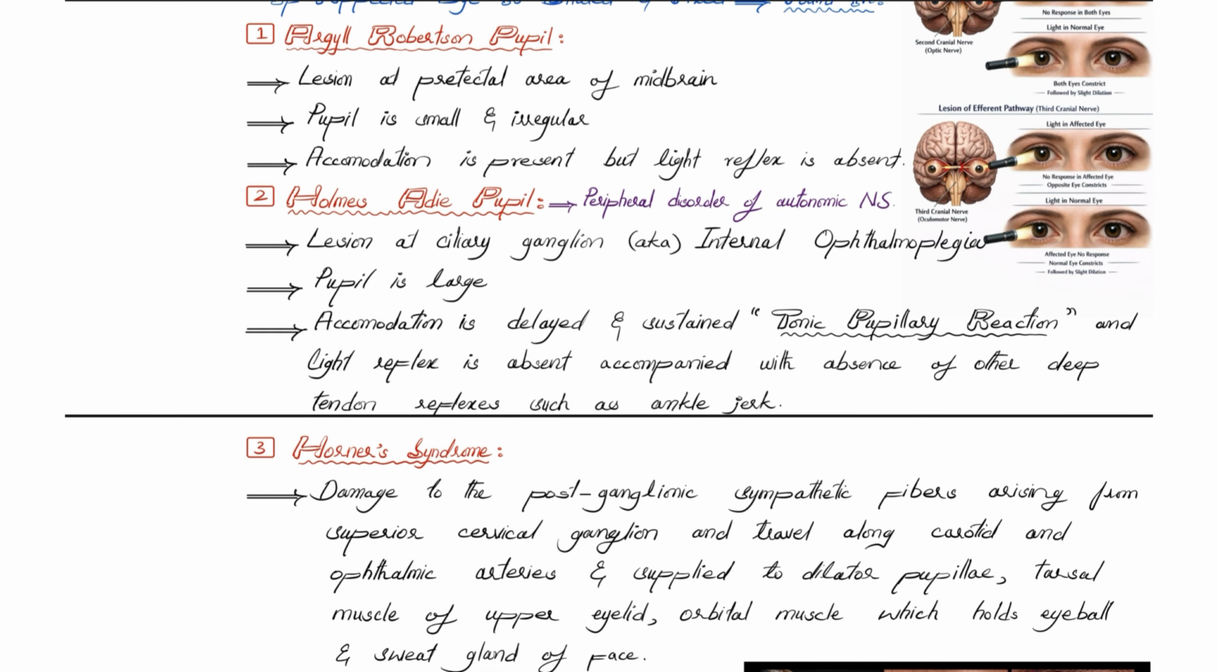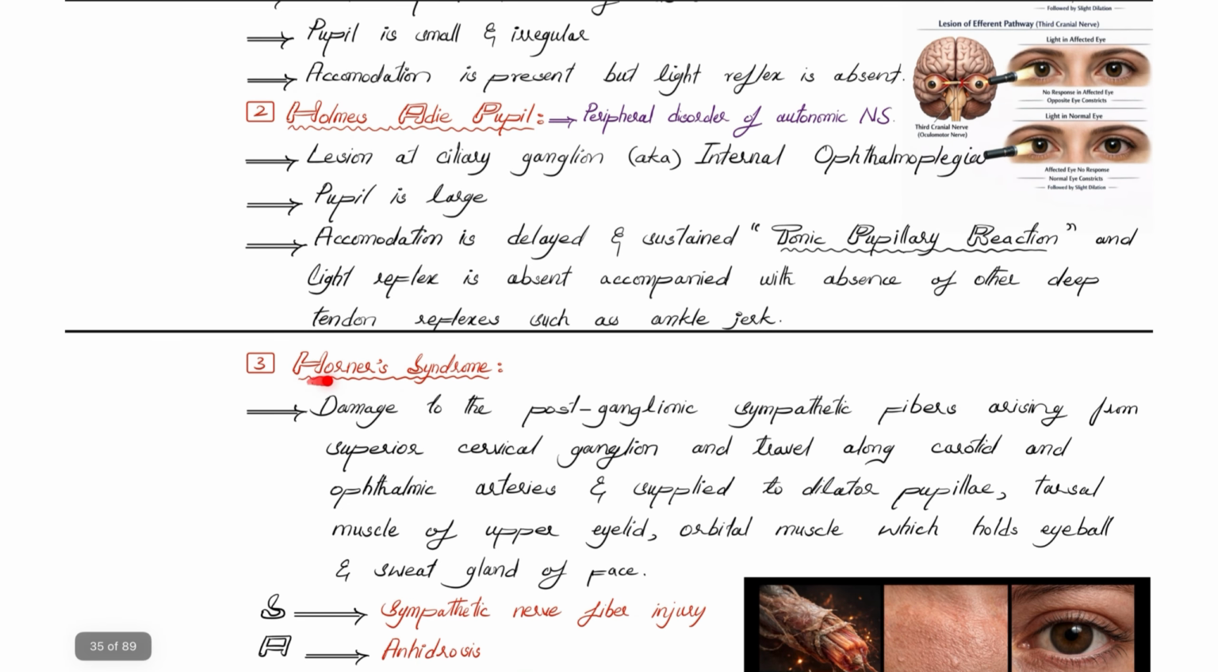The other abnormality that you may see is in Horner syndrome. There is damage to postganglionic sympathetic fibers which arise from the superior cervical ganglion, and these fibers travel along the carotid and ophthalmic arteries and supply the dilator pupillae, the tarsal muscle of the upper eyelid, and the orbital muscle which holds the eyeball, as well as supplying the sweat glands of the face, especially the forehead.